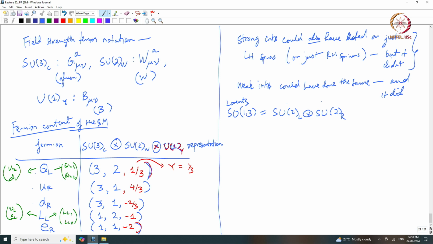Okay, excellent. So I'm going to represent what I've written in the table in terms of some vertices now, so that the meaning is really, really clear. It just means that for the strong force, I have charged the QL fields and the UR and the DR.